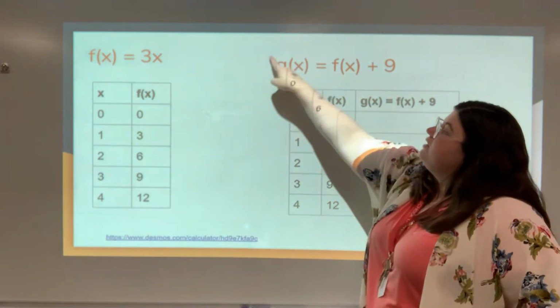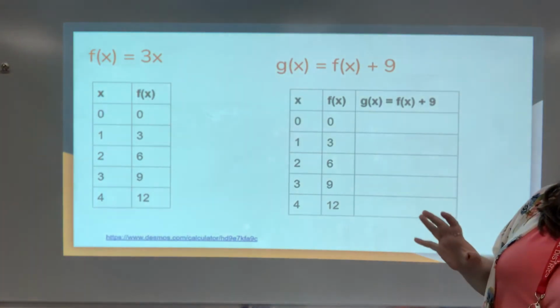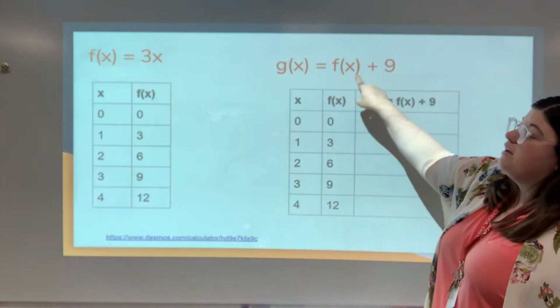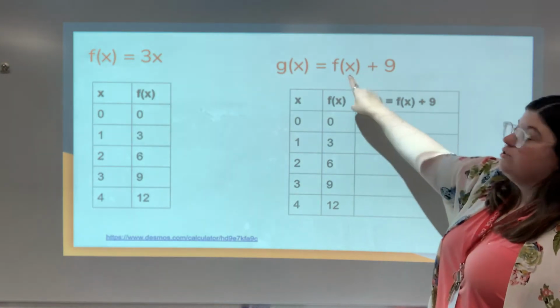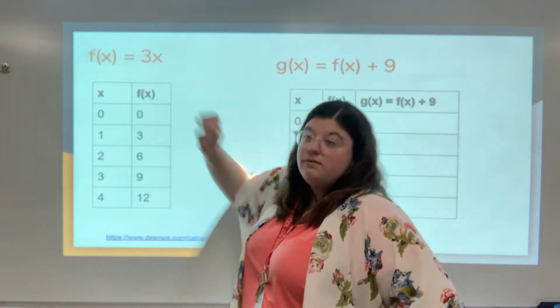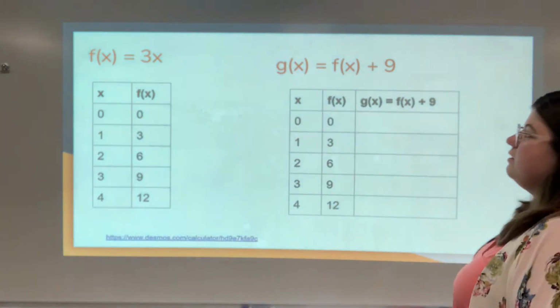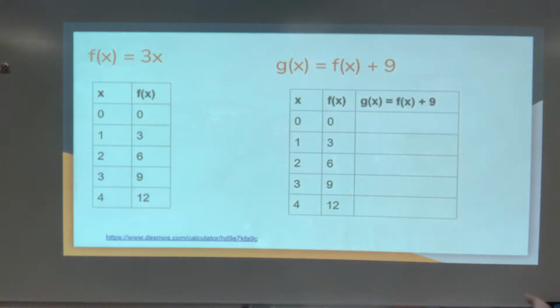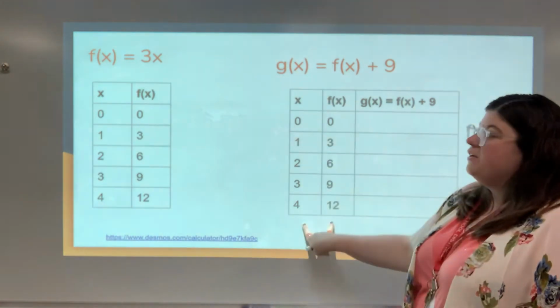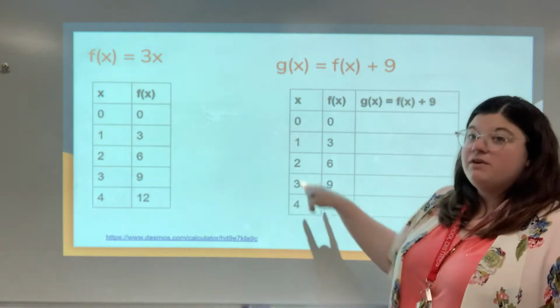I have this new function, g of x, and what I'm saying is that g of x is whatever f of x is plus 9. So take my original function, f of x, the 3x over here, and just add 9 to it. So again, what exactly are we doing here? Okay, here is my table of values from f of x. I've just copied them over here.